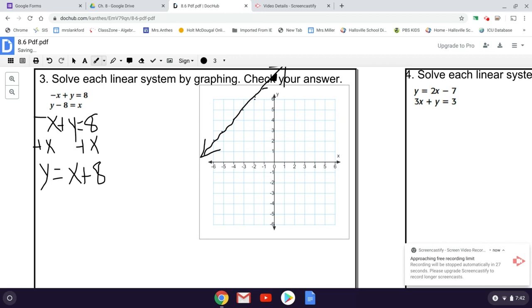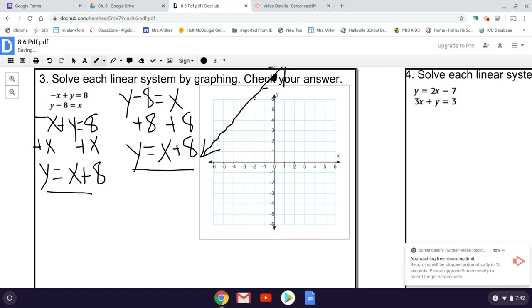Okay, then my next equation, y minus 8 equals x. I would add 8 to both sides, so I get y equals x plus 8. If you notice, we have the same exact equation here twice. That means that if I were to graph this again, it's going to be the same thing. So I would just call this infinitely many solutions.